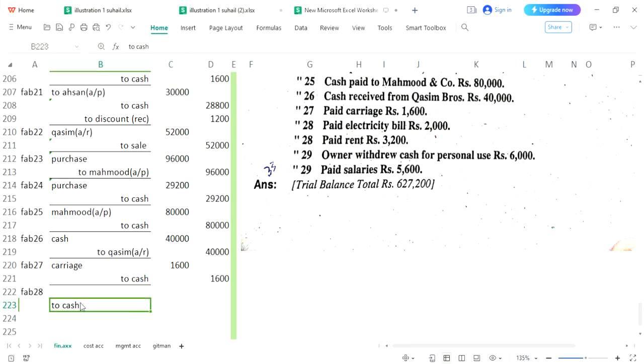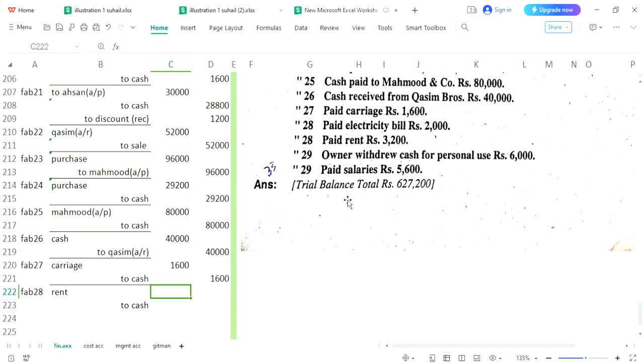So we have credited the cash. Secondly, for what purpose on 28 we had paid this cash? We were paying rent. Rent is an expense. Expense should be mentioned on debit side. So we have debited rent as an expense on credit side. So entry has become rent to cash February 28.